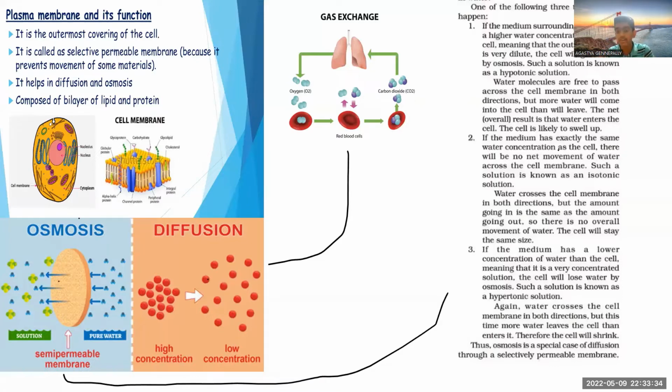More pressure is exerted, so more water will enter. The net result, the overall result, is that water enters the cell, and then the cell is likely to swell up. Let me explain it. Basically, if the medium surrounding the cell has a higher water concentration, wait, let me insert an image so that you will understand it more efficiently.